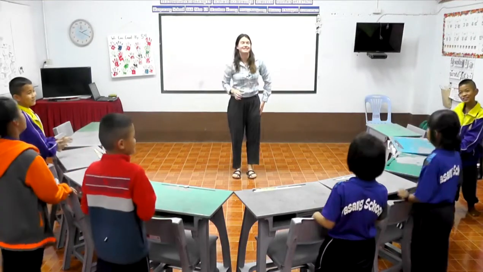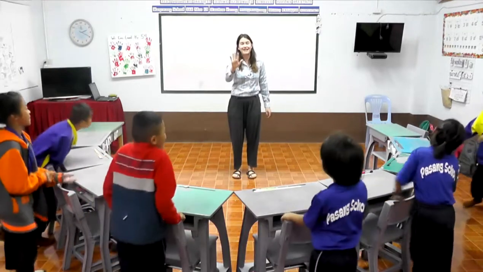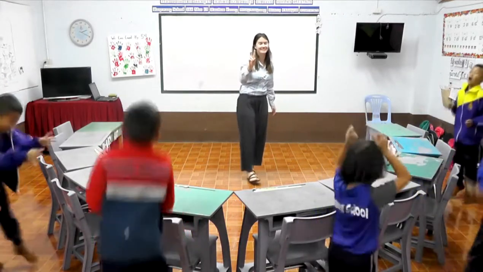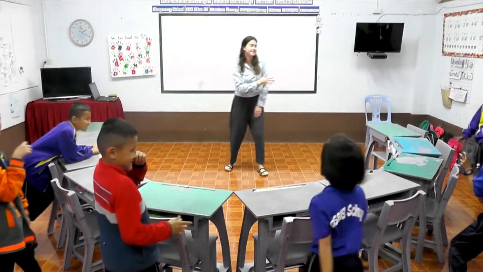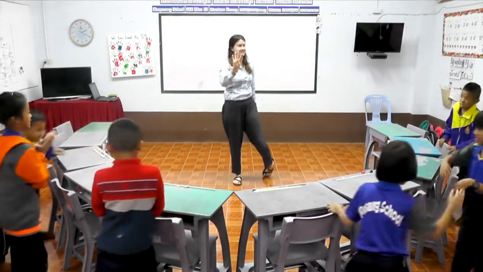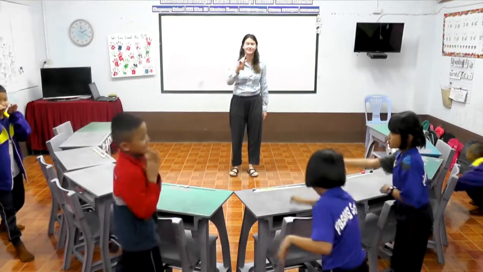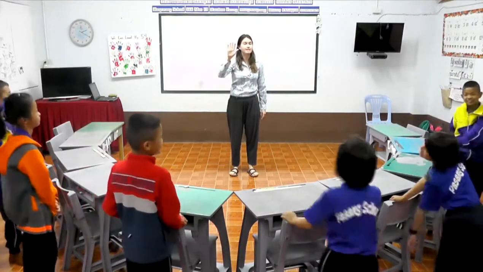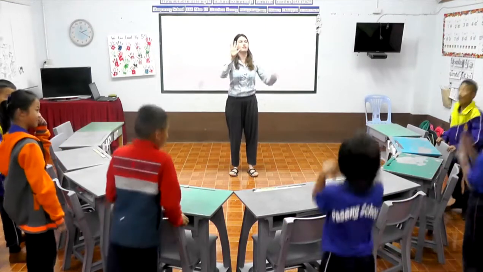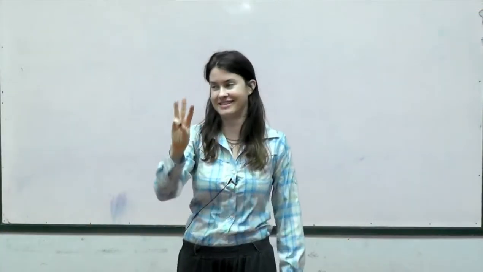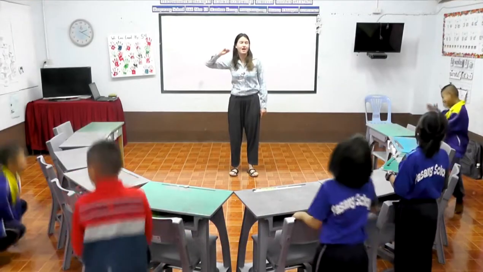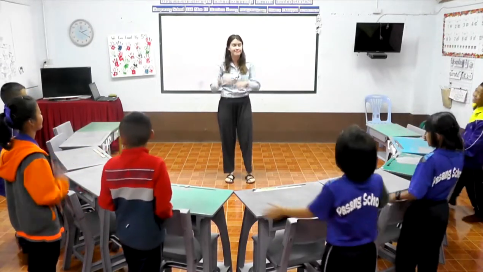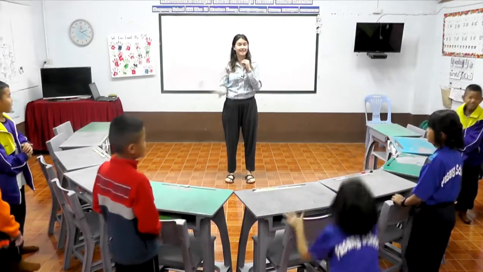No more frogs. You have 5 seconds to be a dog. No more dogs. Okay, you have 5 seconds to be a rabbit. No more rabbits. You have 5 seconds to be a snake. No more snakes. You have 5 seconds to be any animal you choose. Okay, no more animals. You're all back into students. Let's do 3 big claps. 3 big jumps.